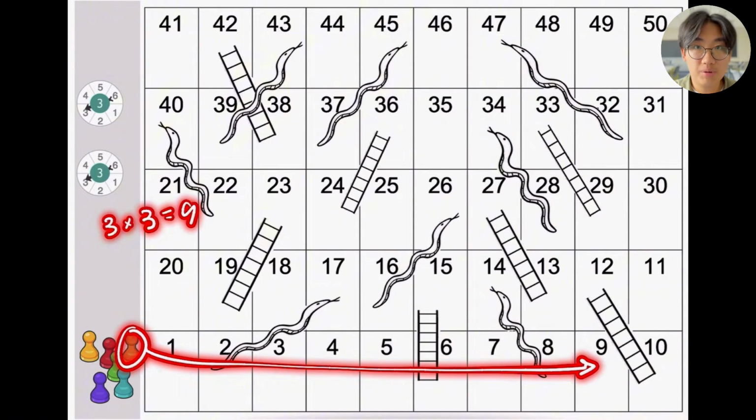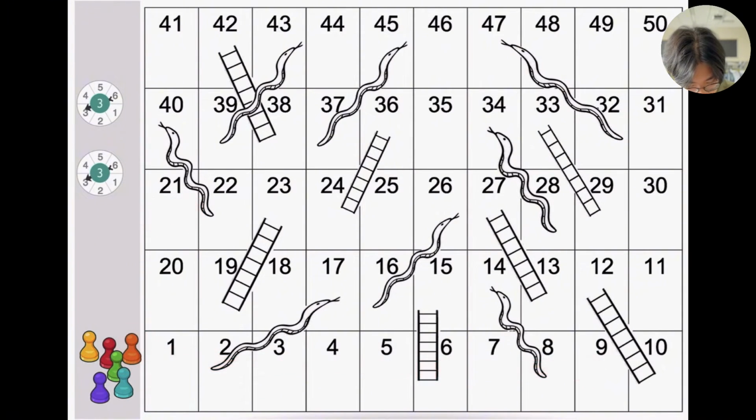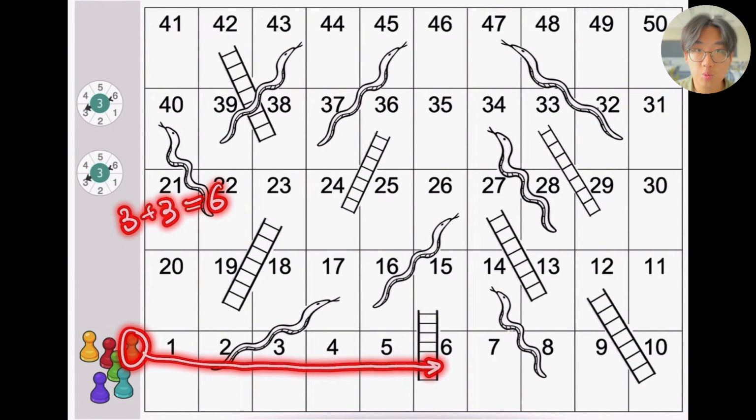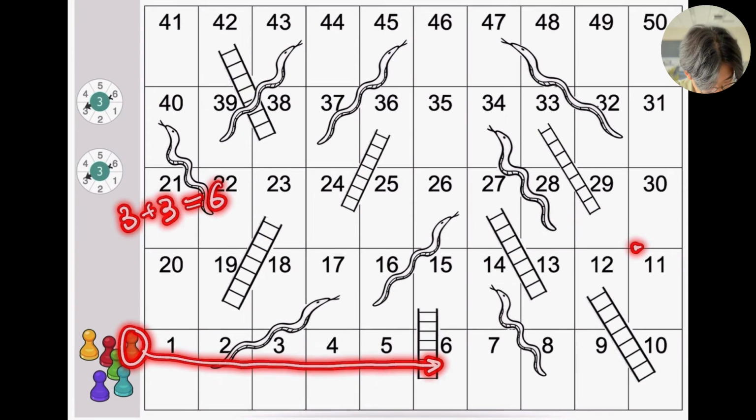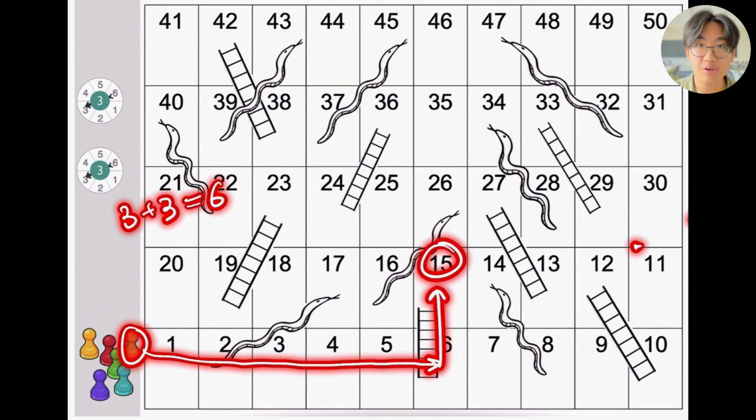As the instructor, we could prompt the student to try addition instead to see where that takes them. In this case, if the student were to use addition, they would get 3 plus 3, which is 6. They would move their game piece to the space over here, which is the bottom of a ladder, which then takes them up to square 15 as their final spot, which is obviously better than square 9.